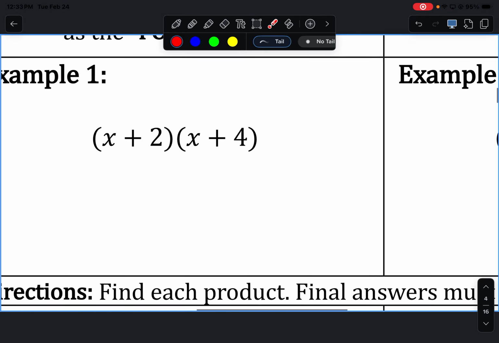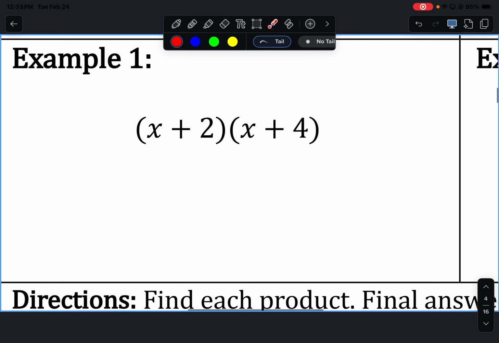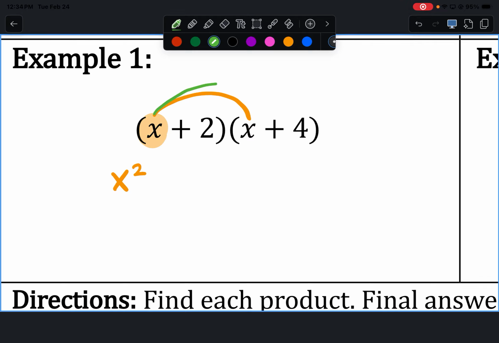So for question 1, we're going to start just by looking at x here. So I have to distribute that x into the other binomial. So what do I need to multiply it by first? What is x times x? Now, what do I need to multiply that x to next? 4. What is x times 4?